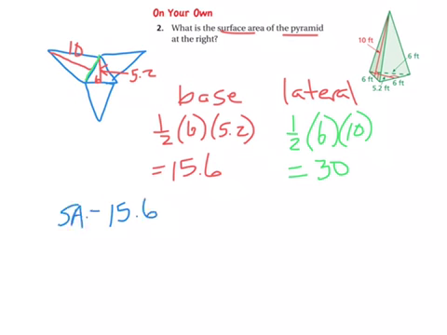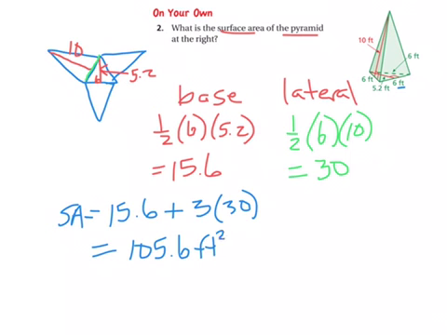And then how many lateral sides do you have? There are 3, so you could say 30 plus 30 plus 30, or you could say 3 times 30, whichever you prefer. So 30 times 3 plus 15.6 should give you a total of 105.6. Now, this is in feet, and it's squared feet or feet squared, whichever you prefer to write. So the total surface area of the pyramid is 105.6 feet squared. Good.